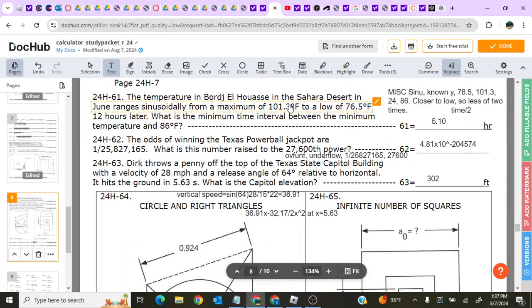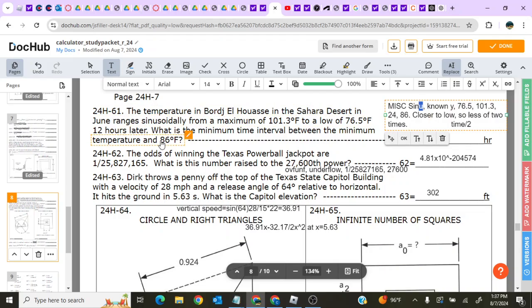Okay, 61 is going to be your sine program. You have a sine function with a maximum of 1.3, a low of 76.5, and 12 hours later the period is 2 times that, 24. So sine is an undercurrent program. We know our y, because we're at 86 degrees. Put in the lower value, put in your higher value, put in your period, and put in your unknown y.